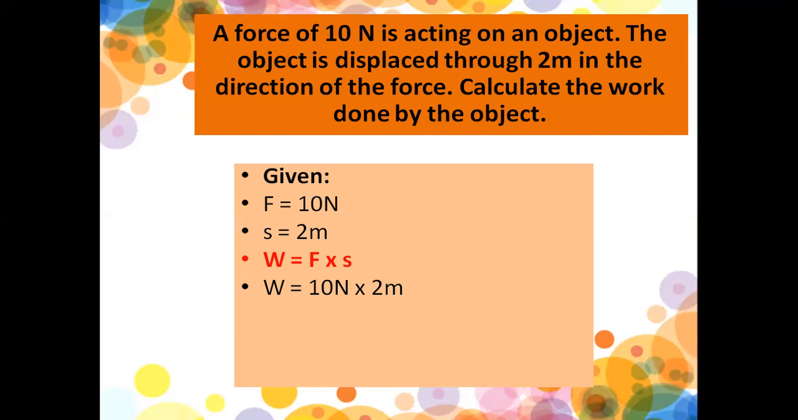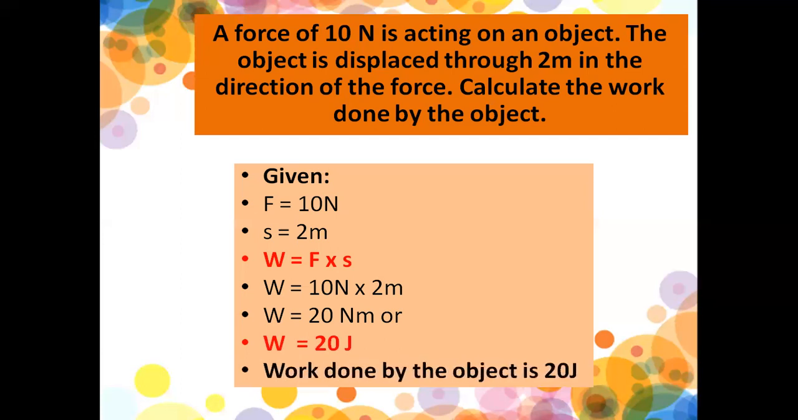10 multiplied by 2, that is 20. N multiplied by M is Nm. So we will get 20 Newton meter, and I know I can replace the unit Newton meter with joules because work done is expressed in terms of joules. So I'll get work done equals 20 joules. The work done by the object is said to be 20 joules.